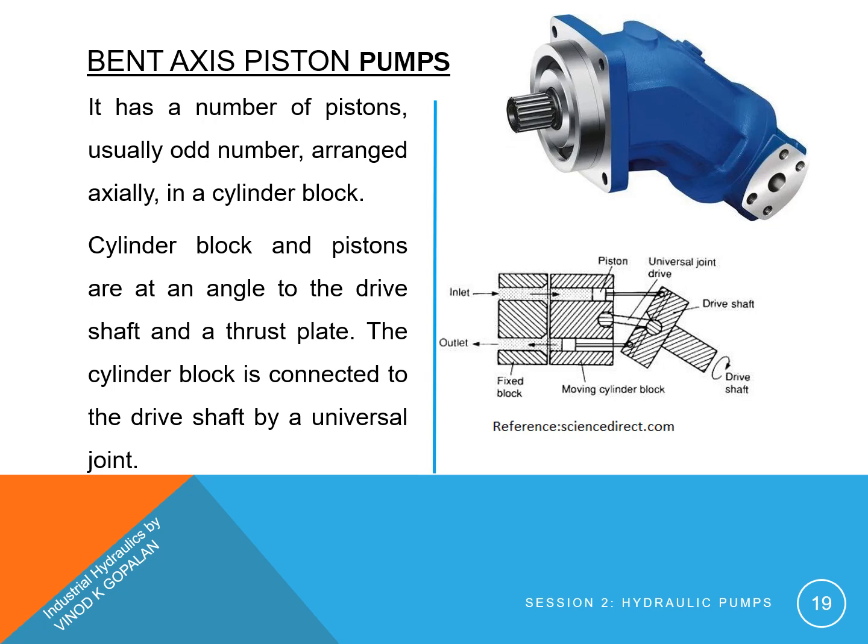Next, bend axis piston pumps. It has a number of pistons, usually an odd number, arranged axially in a cylinder block. As you can see in the picture, the cylinder block and pistons are at an angle to the drive shaft and a thrust plate. The cylinder block is connected to the drive shaft by a universal joint.